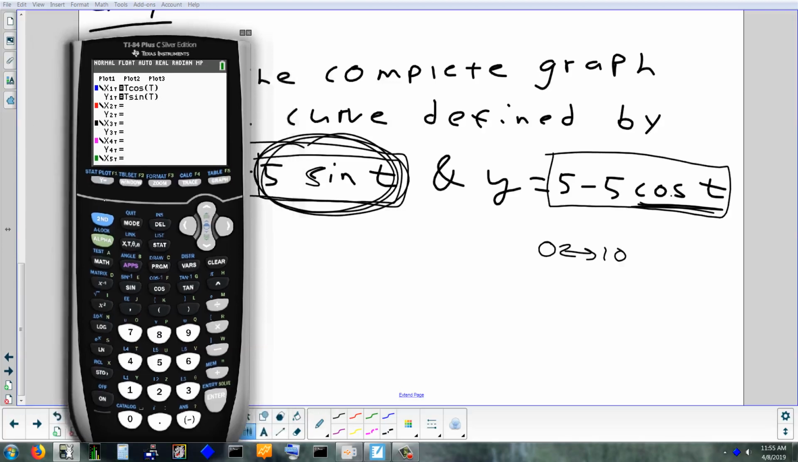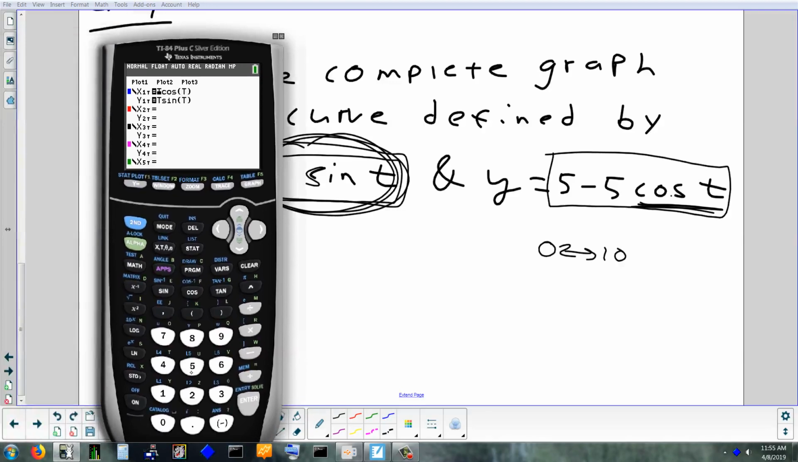Did I type them in yet? No. So 5t minus 5 sine t, and 5 minus 5 cosine t, and watch what you got. Okay, that's awful. What do I have to fix there? Yeah, my step is really bad. It should look much smoother than that. Set your t-step to 0.1. Now you'll see what you should. And I went to 60.